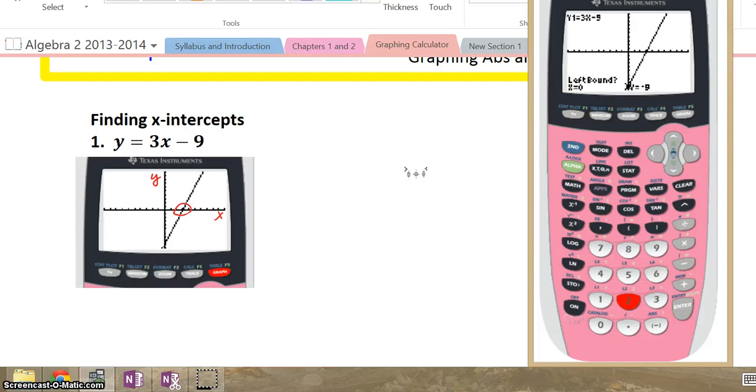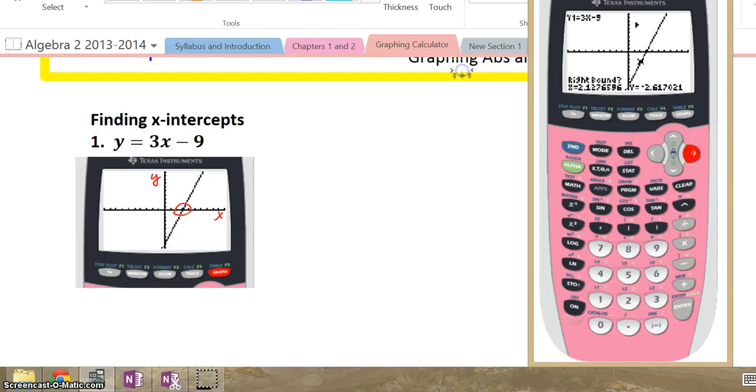And notice it says left bound, and then you have this blinking cursor, which is down at the bottom. So what you want to do is you're going to right arrow a little bit so that you are somewhere to the left of your x-intercept. Okay, so if you're about where I am, you will be a little bit to the left of the x-intercept, and you're going to press enter. So on left bound, we pressed enter, and notice a little arrow shows up at the top. And now the question says right bound.